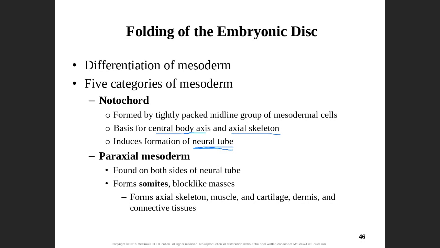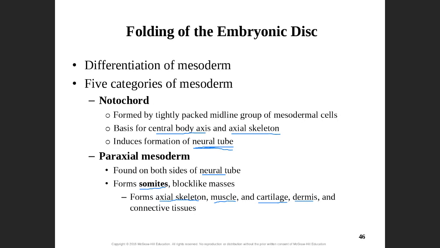I'll show you a picture in a moment, but this one category of the mesoderm we call the paraxial mesoderm. This is going to be immediately on either side of our neural tube. We have these structures called somites, block-like structures that sit on either side of our neural tube, and they're going to help to form the axial skeleton, muscle tissue, and the cartilage that we're going to find in the axial skeleton, as well as the axial muscles, and we'll also get dermis and connective tissues from this.